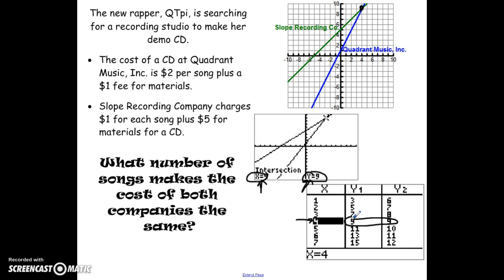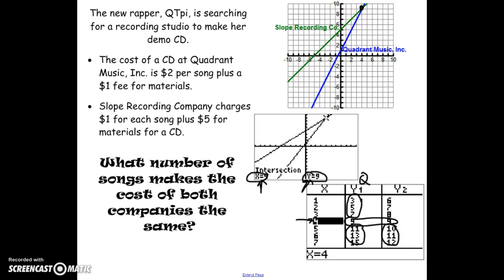Then number 4 says if she purchases blank songs, the cost will be less at Quadrant Music Company. So this is Quadrant, and Quadrant is less money in these numbers. So if we're purchasing less than 4 songs, the cost will be less at Quadrant. Number 5, if we purchase more than 4 songs, the cost is less at Slope.